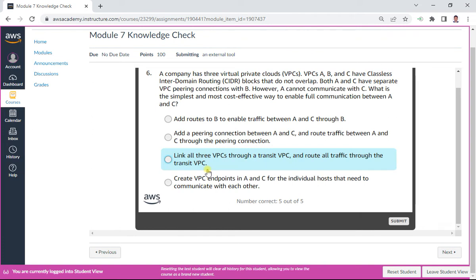Yes. Sixth one, a company has three VPCs. VPC A, VPC B, and VPC C have classless CIDR blocks that do not overlap. Routing is properly configured. Both A and C have separate VPC peering connections with B. However, A cannot communicate with C. What is the simplest and most cost-effective way to enable full communication between A and C? What we need to do is add a peering connection between A and C, because they can communicate only with B, and route the traffic between A and C through the peering connection.